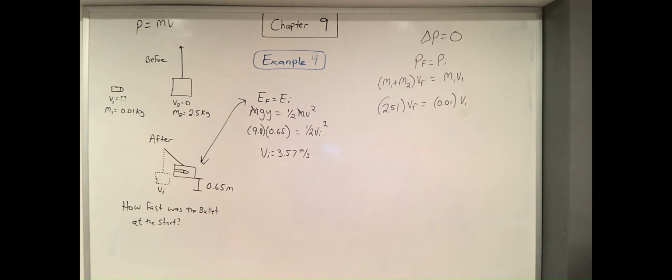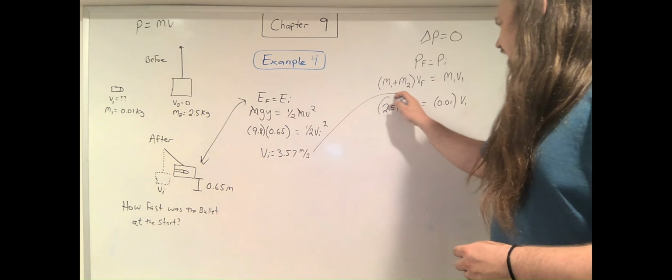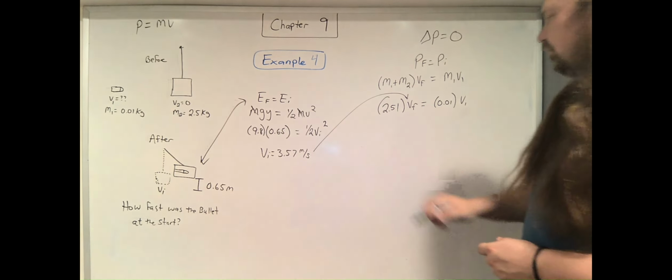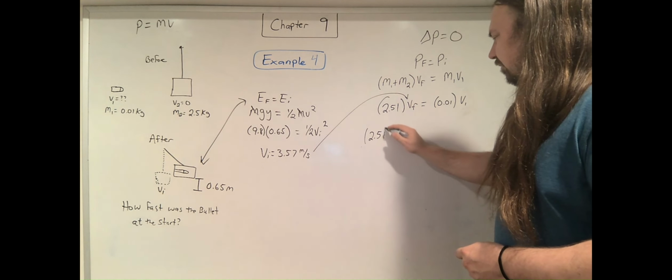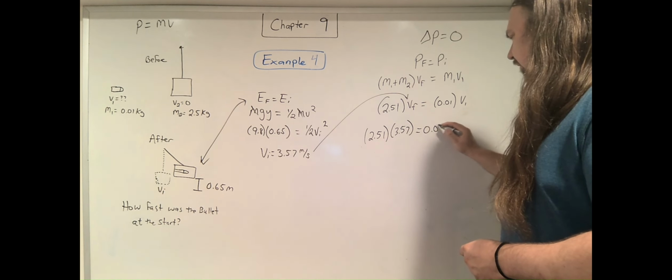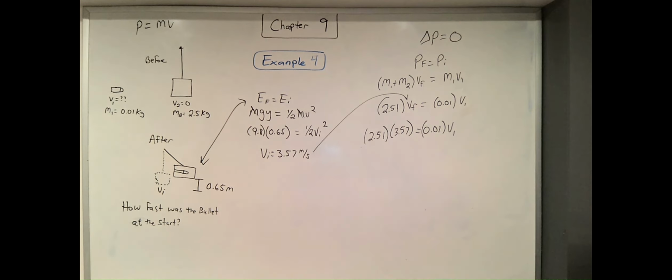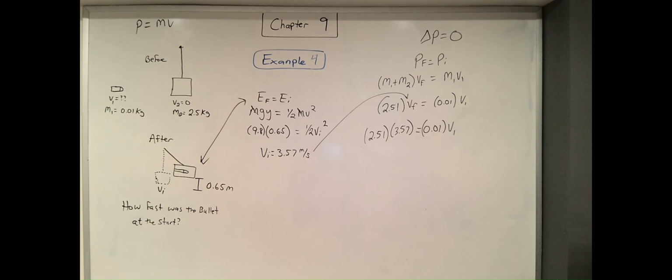Hopefully you can solve out for that now on your own and be okay. 3.57 is the initial velocity at which that block starts to move. This initial velocity is the end velocity over here, which means now I can have 2.51 times 3.57 equals 0.01 V1. And now I can solve out for V1, whatever the speed was of the initial bullet. And solving that out, I get 897 meters per second.